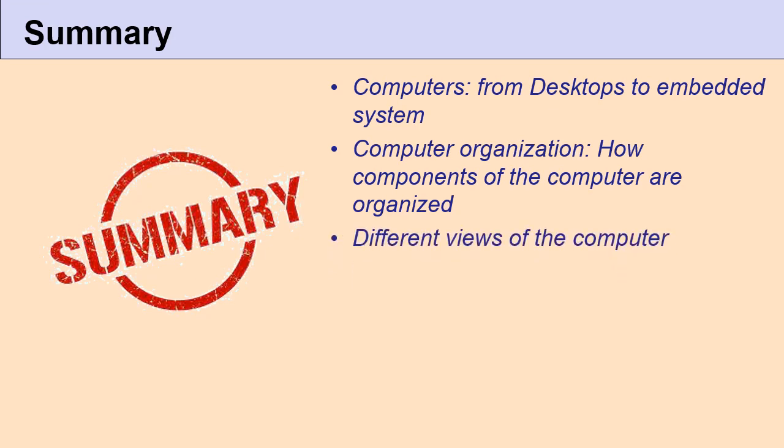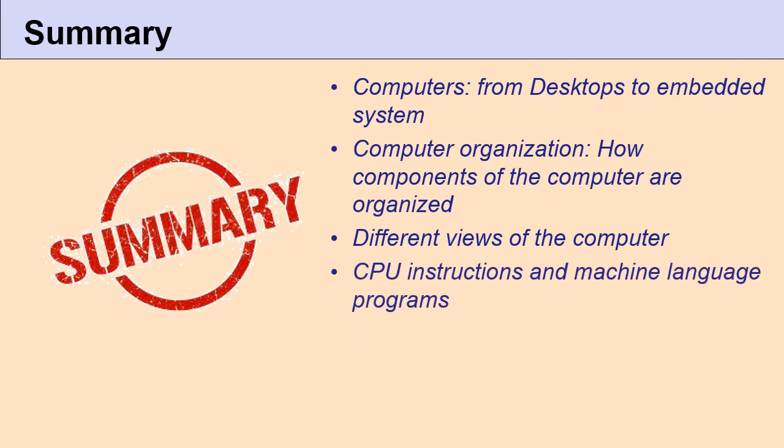Then we looked at different views of a computer. We looked at how a software programmer would look at a computer and what type of information about the computer he would need to write software. At the same time, we also looked at how a hardware engineer who would design a computer would look at the problem and what type of details he would require in designing a computer. Then we focused our discussion on the central processing unit, the heart of the computer, or the key component that makes a computer a computer.